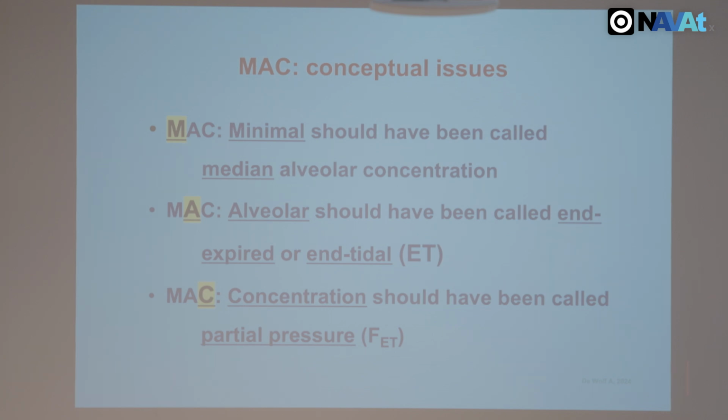And next, it's not a concentration. It really should have been partial pressure, because partial pressure is going to be valid at any height, and we know that gases transfer from tissues to tissues according to partial pressure gradients, not according to concentration gradients. So just about everything is wrong with the definition of MAC or with the use of the terms, except for M. Luckily, minimal starts with the same letter as median.